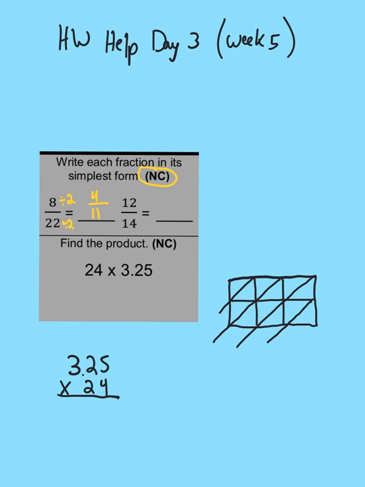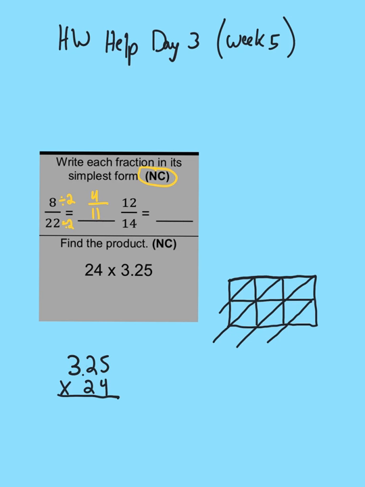And you always want to check to see if you can reduce any further. So I know 4 divides by 2 and 4. Does 11 divide by 2? Nope. It's odd. Does 11 divide by 4? No. 4 doesn't go into 11. So 4/11ths is simplest form.